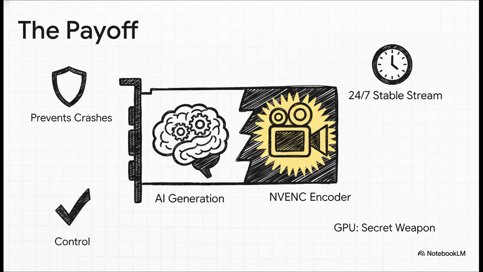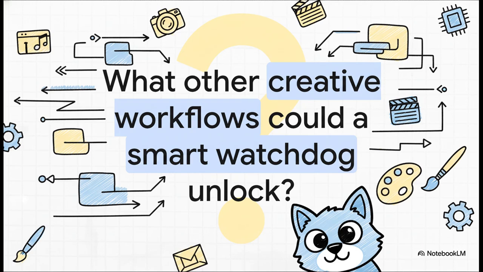And here is the payoff. This is what you get. A stable, automated stream with total control. But the real secret weapon, the key that unlocks this whole thing on a single GPU, is that last point. By telling OBS to use its NVENC encoder, you're offloading the hard work of video encoding to a dedicated chip on your graphics card. This leaves the powerful CUDA cores, the part the AI desperately needs, 100% free to just generate content. The GPU is no longer fighting with itself. That's the magic.